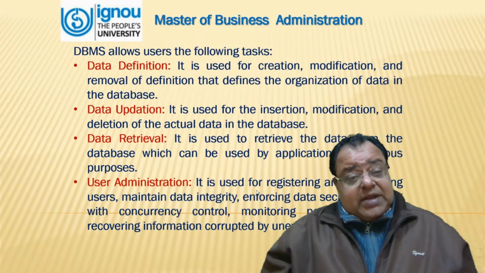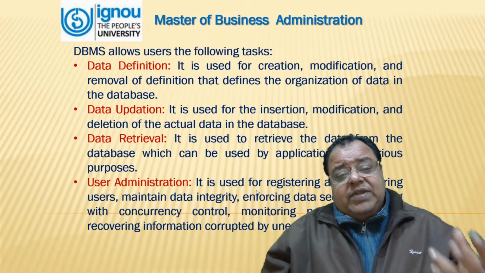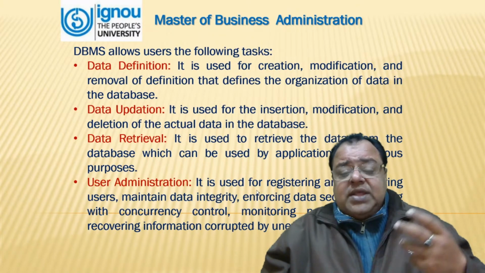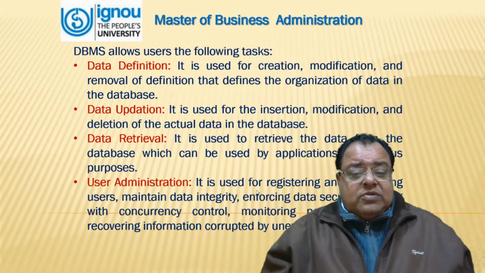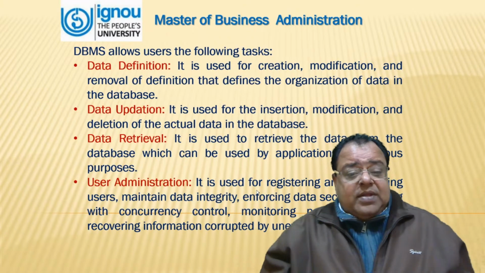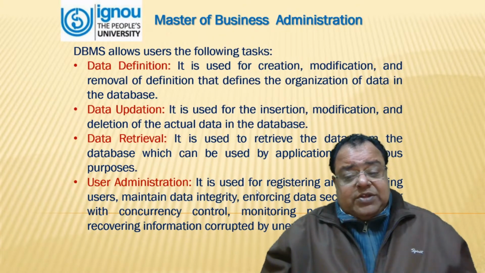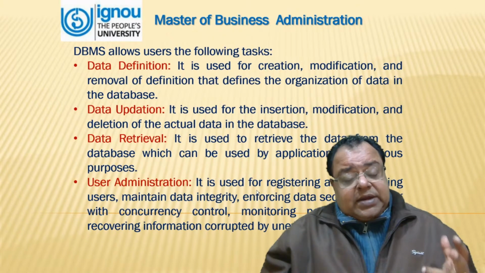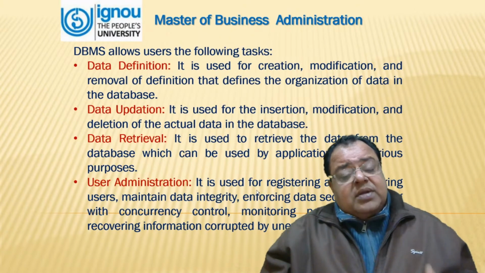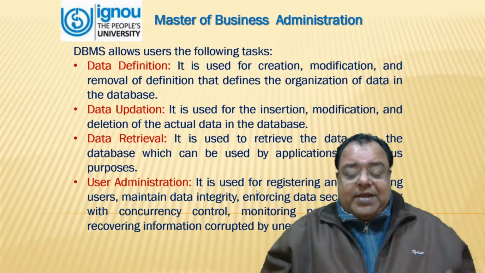DBMS allows users the following tasks. What it can do? Data definition. It is used for creation, modification, and removal of definitions that define the organization of data in the database. Data updation. It is used for the insertion, modification, and deletion of the actual data in the database. Data retrieval. It is used to retrieve the data from the database, which can be used by applications for various purposes. User administration. It is used for registering and monitoring users, maintaining data integrity, enforcing data security, dealing with concurrency control, monitoring performance, and recovering information corrupted by unexpected failure.